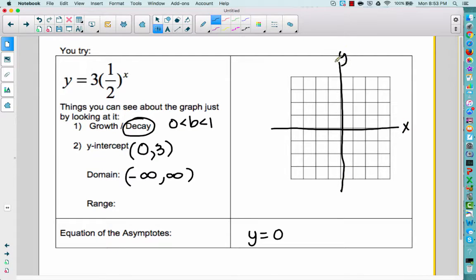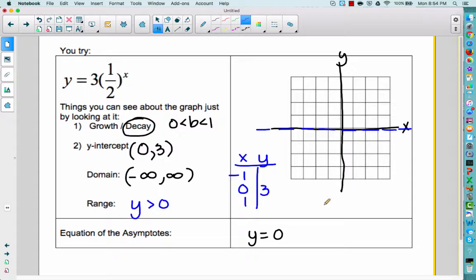X and y. I'm going to draw in my asymptote, a horizontal line, in this case going through 0. Now eventually that's going to change, but for now y equals 0. That tells me my range has to be y is greater than 0 because it's going to be above that line, all the y's. And then I make my table of values. I already have the point 0, 3, and we're going to pick those exact same x's, negative 1 and 1.